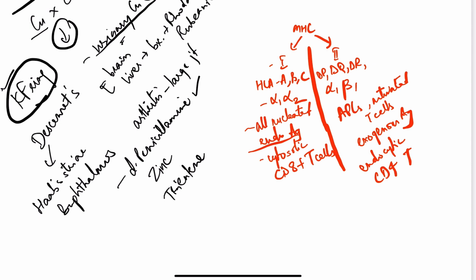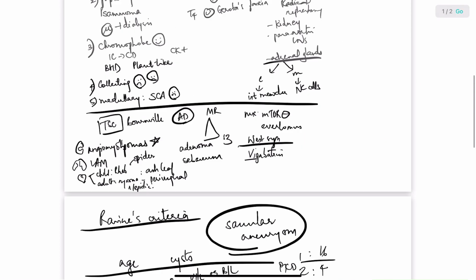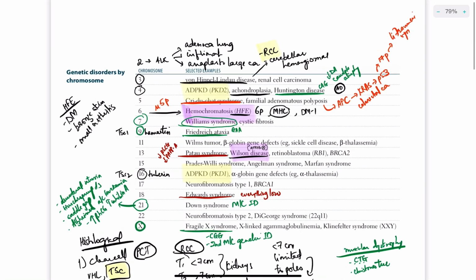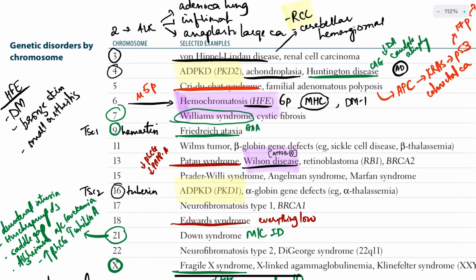It will process it via the cytosolic pathway and present it to CD8 positive T cells, right? As compared to the exogenous antigen, which will bind to alpha 1 beta 1 of MHC class 2, which is present on APCs and activated T cells, which will process them via the endocytic pathway and present them to CD4 T cells. So that was all about antigen and MHCs.